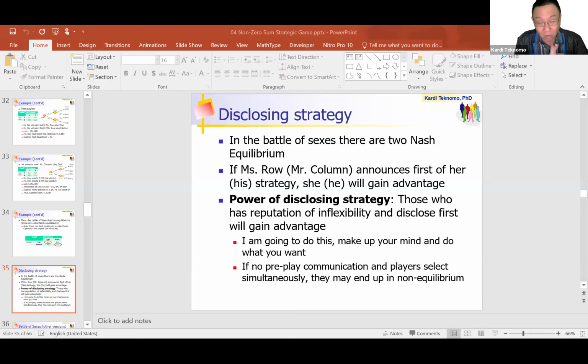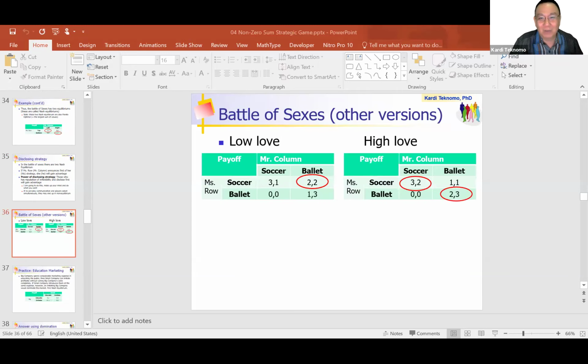NAS equilibrium does not always exist. So if the NAS equilibrium doesn't exist, you cannot predict. If it exists uniquely, you can predict exactly what is going to happen. If more than one, probably you can test. The power of disclosing: I will move first, or I will move later. And that's probably one of the key points. So these are other variants of battle of sexes.